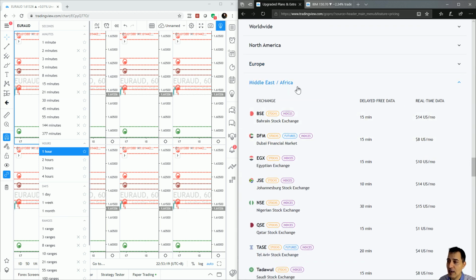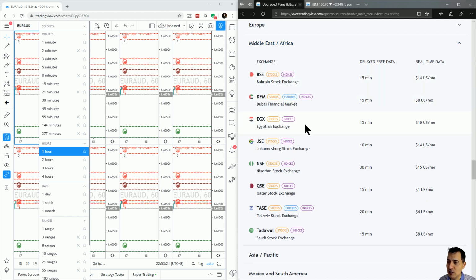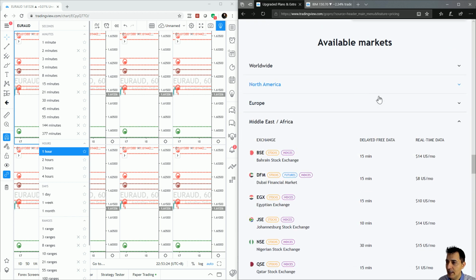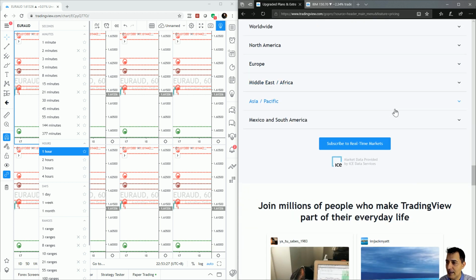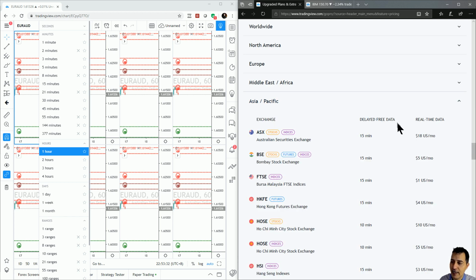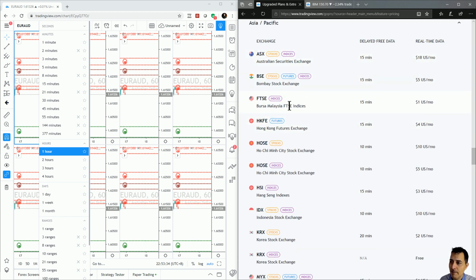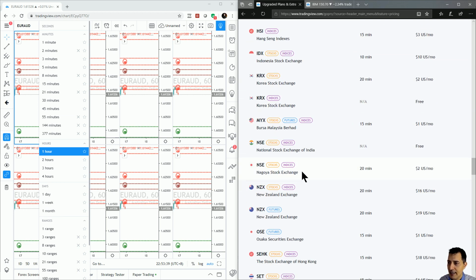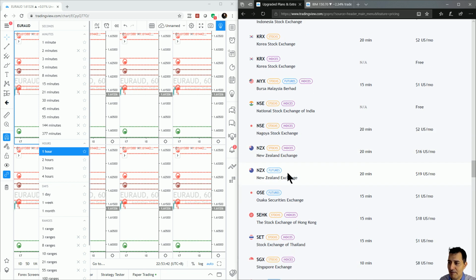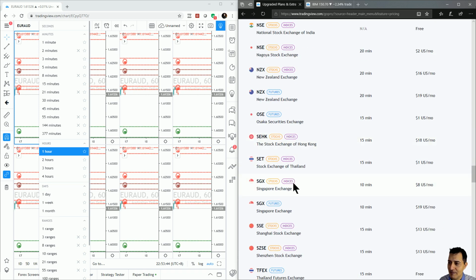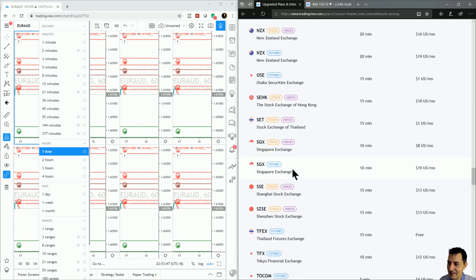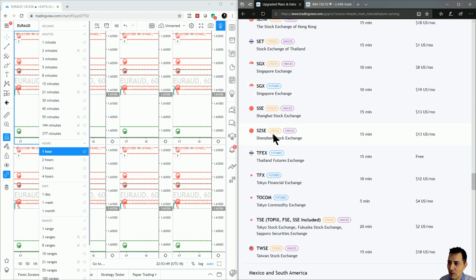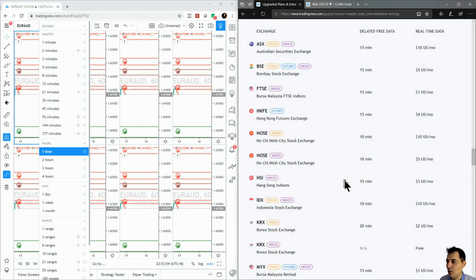Or Middle East, for example, you got Bahrain, Egypt, Dubai, South Africa, Saudi Arabia, you name it, okay? African stocks, Nigeria, etc. Asia Pacific, okay? Look at that. Australia, India, Malaysia, Hong Kong, Indonesia, Korea, you name it, Japan, New Zealand, more of Hong Kong, Thailand, Singapore, China with Shanghai and Shenzhen, Taiwan. So many opportunities around the world, guys.